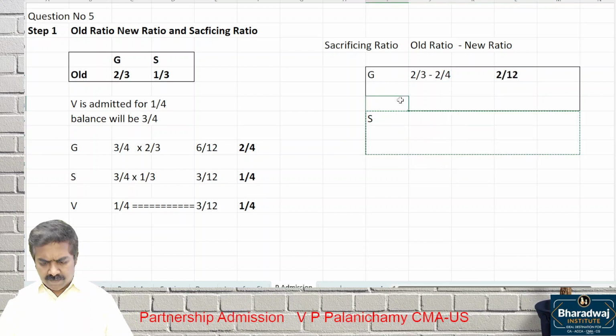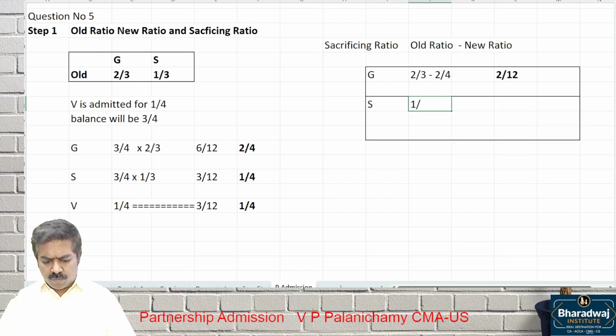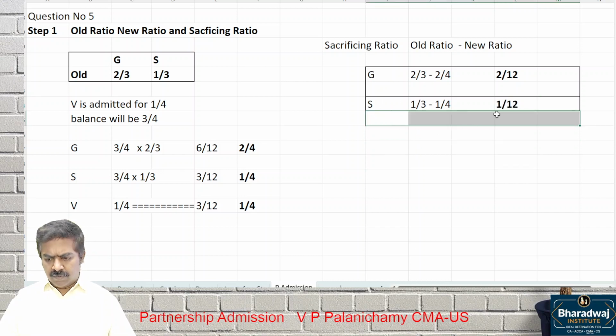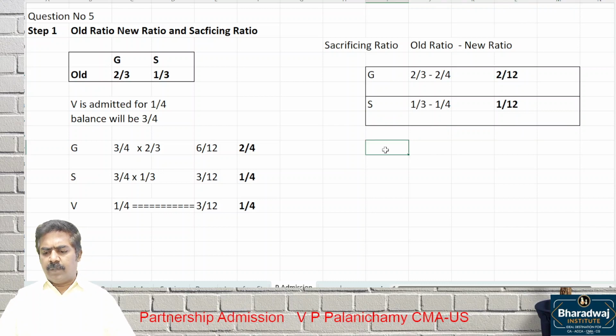For S, 1 by 3 minus 1 by 4, it will be 1 by 12. Sacrifice will always be equal to gain. 2 by 12 plus 1 by 12 will give us the new partner's ratio. Who's the new partner? B's ratio, which is 3 by 12, otherwise 1 by 4.